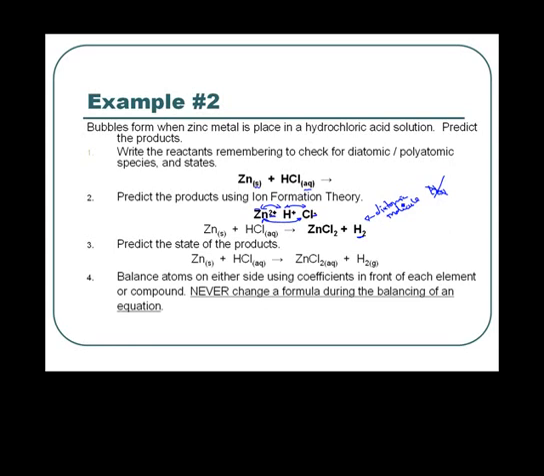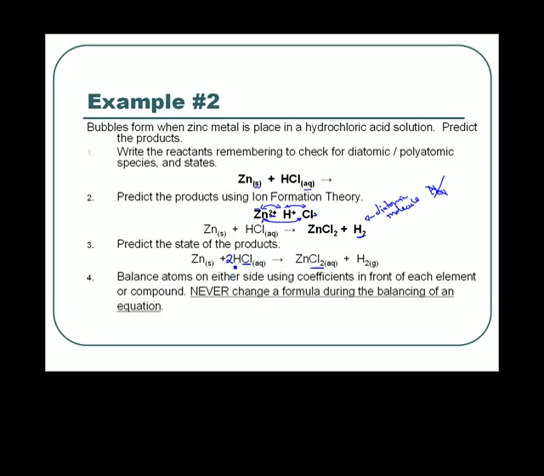Next, we have to balance it, and we balance it using coefficients in front of each element or compound. And again, we start with the most common thing. So here we have a choice. There's a total of 2 hydrogens on either side of the equation, and 2 chlorines. We can start with either one. I'm going to start with the chlorines just because. So if I take a look, I have 1 chlorine on the reactant side. I have 2 chlorines on the product side. So I'm going to put a 2 in front of my HCl to balance out my chlorines. Now I have 2 chlorines on either side of the reaction.